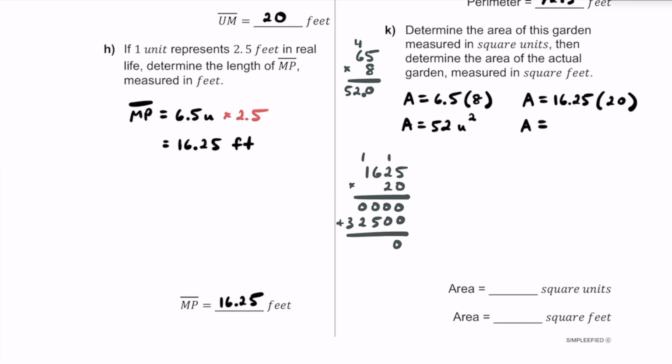All right, so it looks like if we add our partial products together, we're going to have this right over here. And we ignored 2 decimal places earlier, so we got to put 2 decimal places back in. So we're looking at an area of 325, and it's going to be square feet. Okay, so our first area, just measured in square units, is going to be 52. And then for our area in square feet in real life, it's going to be 325 square feet.